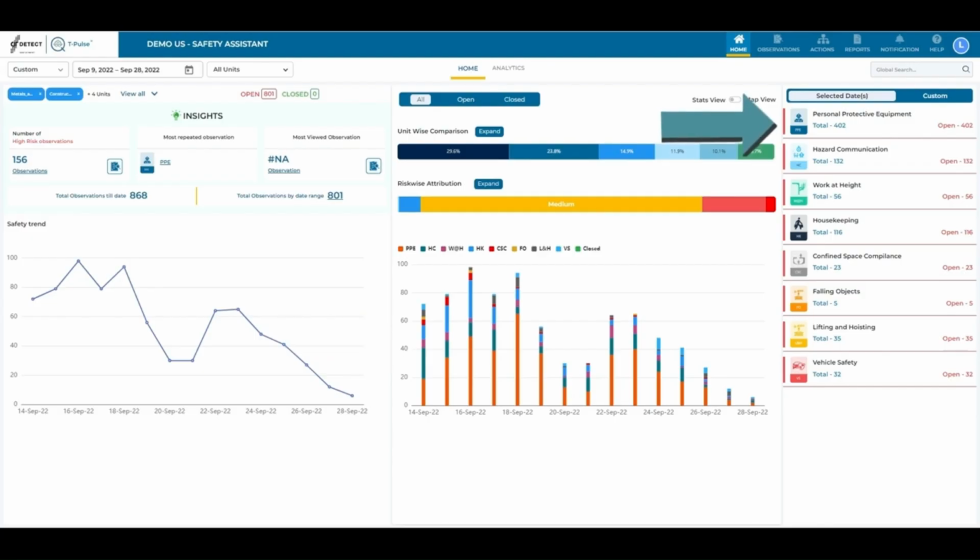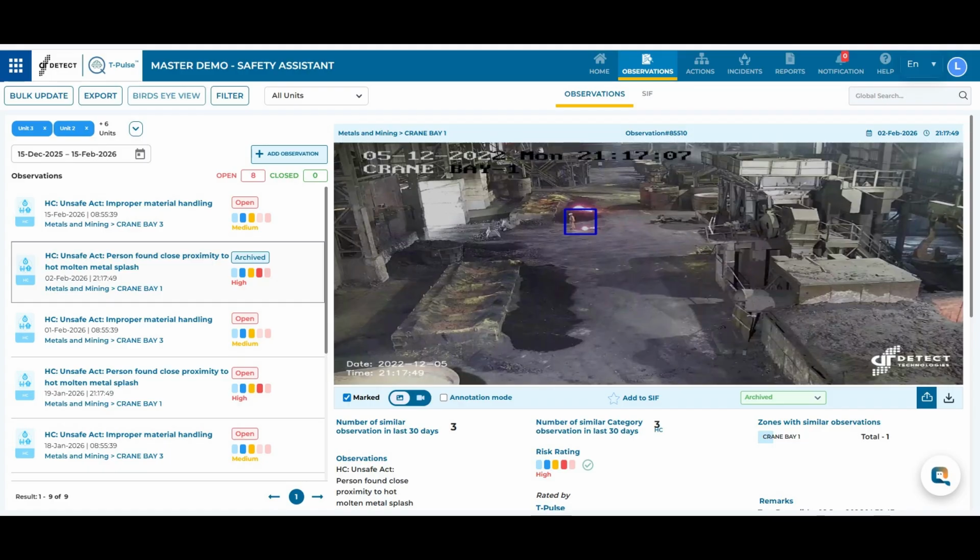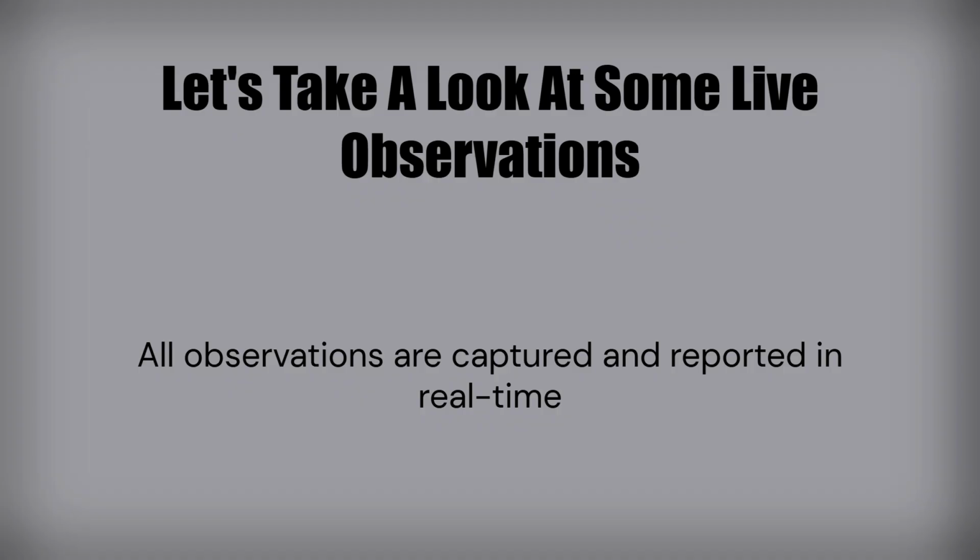Over in the right column are the risk categories. These categories comply with the OSHA standard and are standard with the TPulse platform. Included are personal protective equipment, hazard communication, work at height, housekeeping, confined space compliance, falling objects, lifting and hoisting, and vehicle safety. Included with each observation are several key components. First is a still image. Also included is a 10-second video clip, and all of the metadata associated with that observation. For the next few minutes, let's take a look at several live observations.